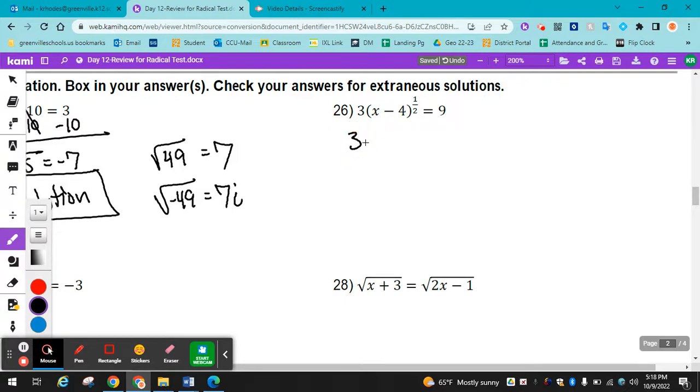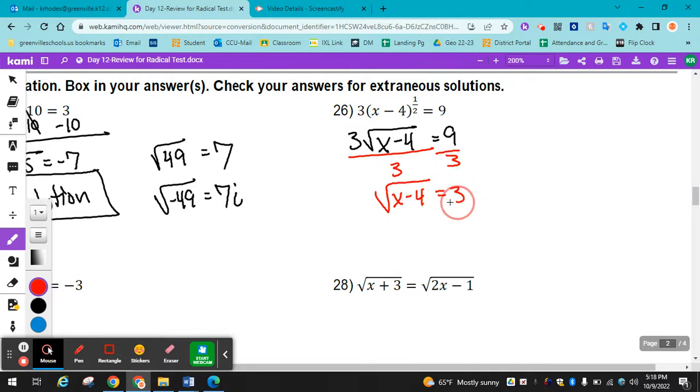All right, 3 square root of x minus 4 equals 9. Get your square root by itself, so I'm going to divide by 3. Now this is where I said raise it to the proper power. Since this is the square root, I'm going to square both sides.